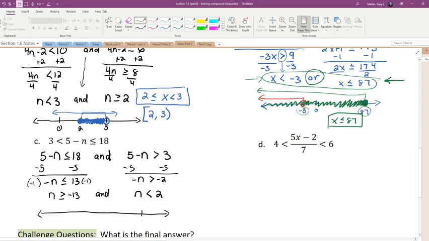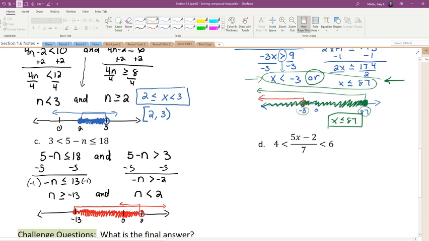I'm going to put 2 here, I'll put 0 here, and negative 13 is way over here. n is greater than or equal to negative 13. So that's going this way. That's good. And n is less than 2. That's this way. So the overlap is going to happen. Put it on the number line. Everything in between.